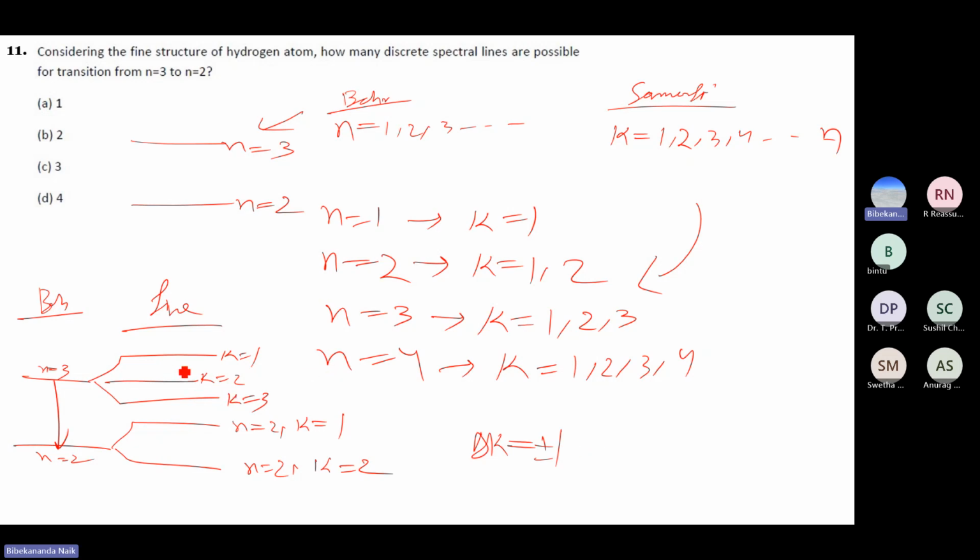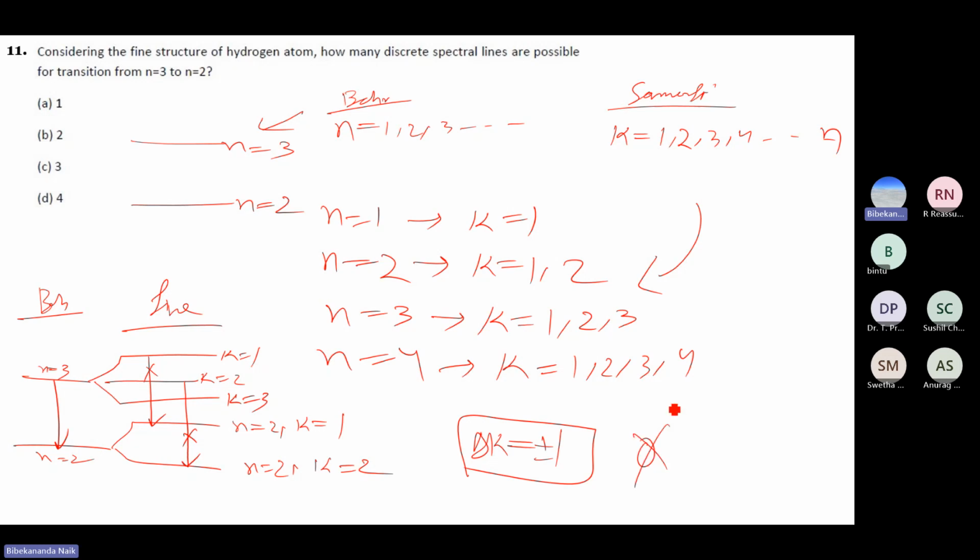So if you see here, from k equal to 1, if the transition is occurring, then it can occur only to n equal to 2 states, that is k equal to 1 and k equal to 2. So k equal to 1 to k equal to 1 is not possible, because delta k will be 1 minus 1, which is 0. So k equal to 1 to k equal to 1 is not allowed. Similarly, k equal to 2 to k equal to 2 is not allowed, because both have the same value of k. We need delta k equal to plus minus 1, and 0 is not allowed.